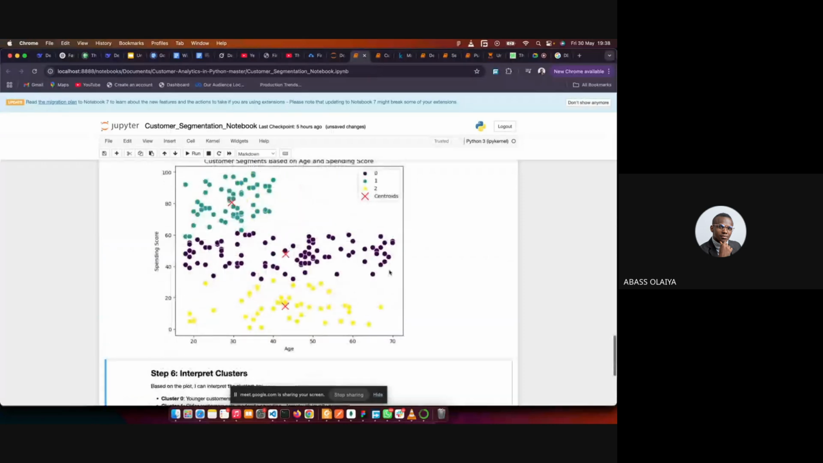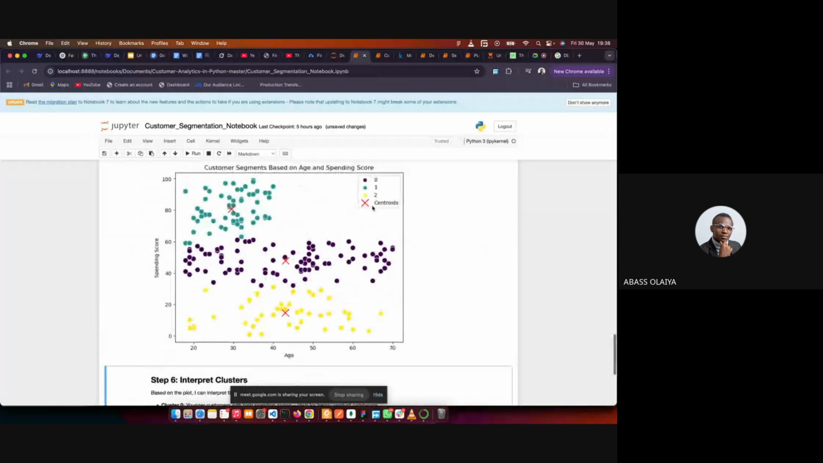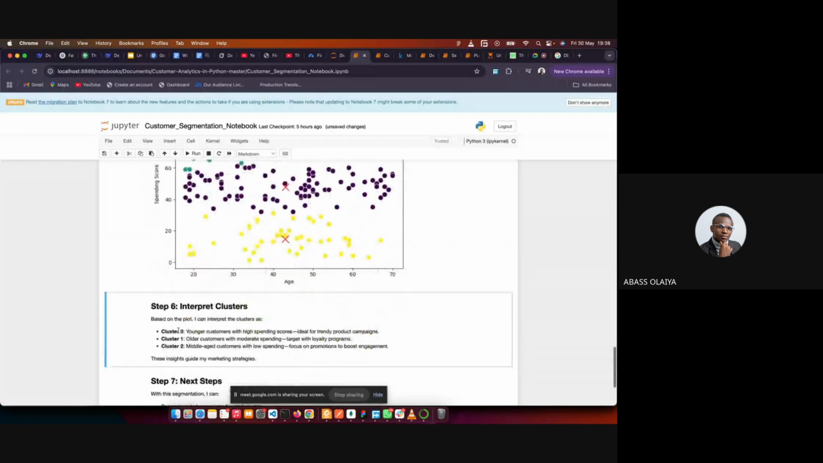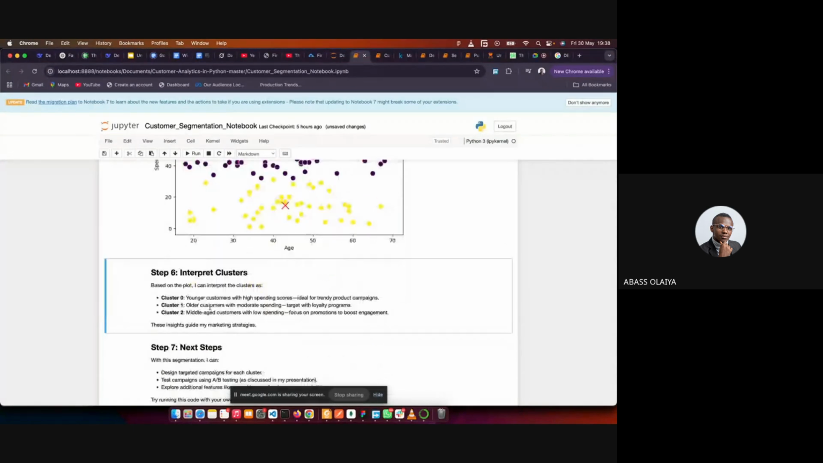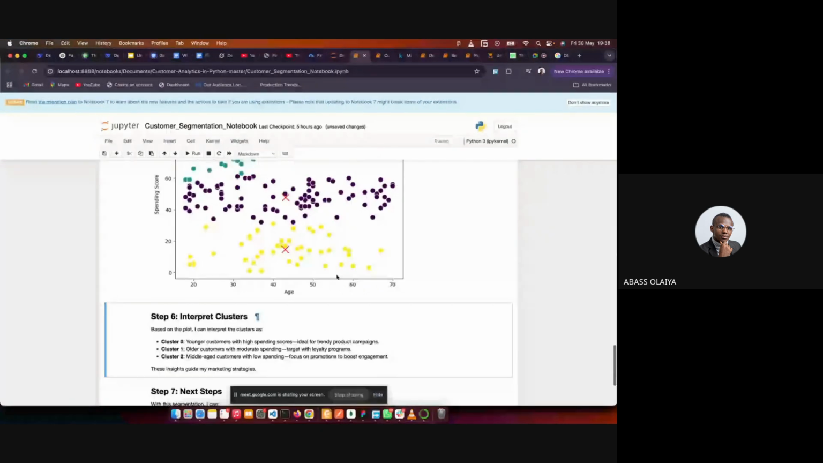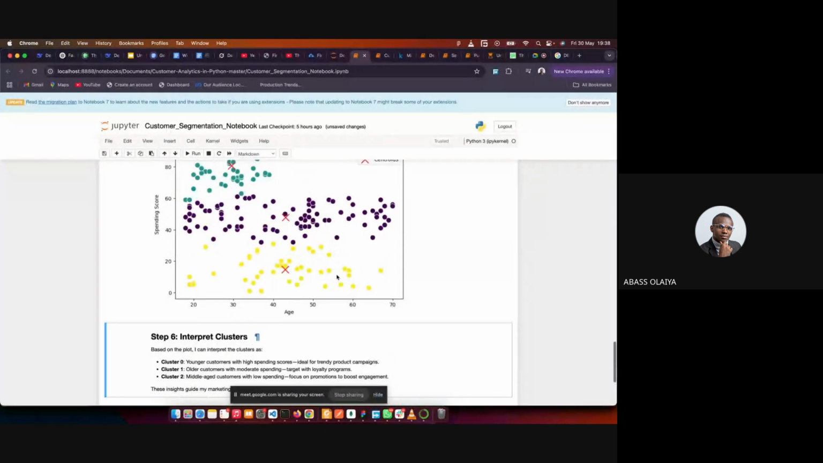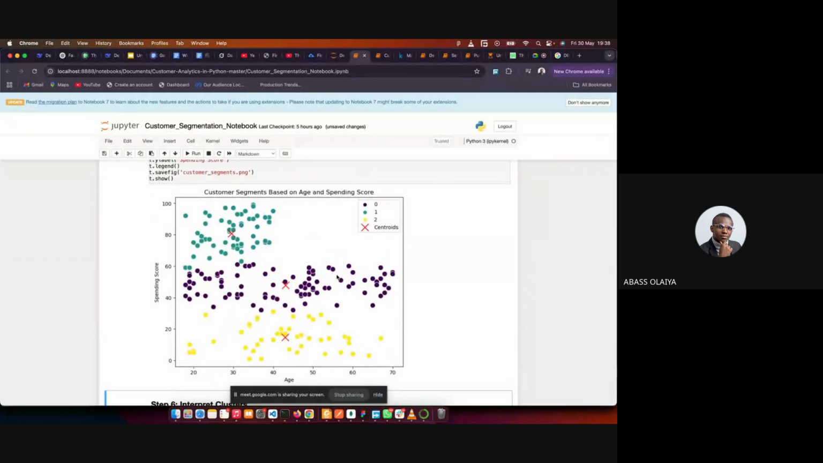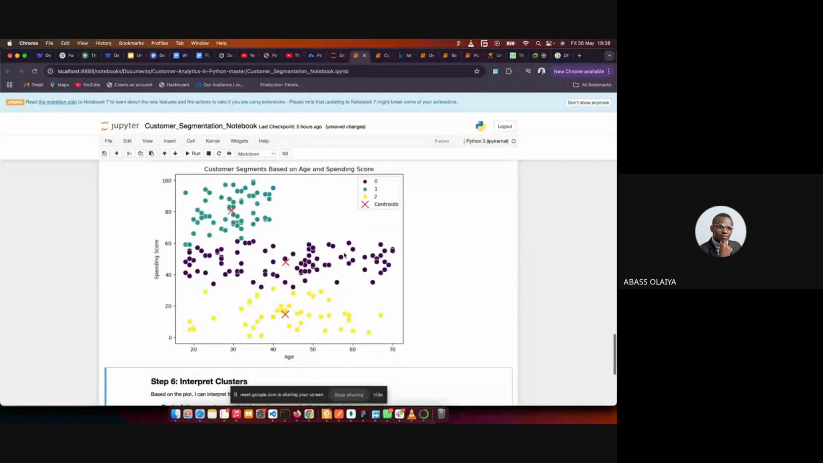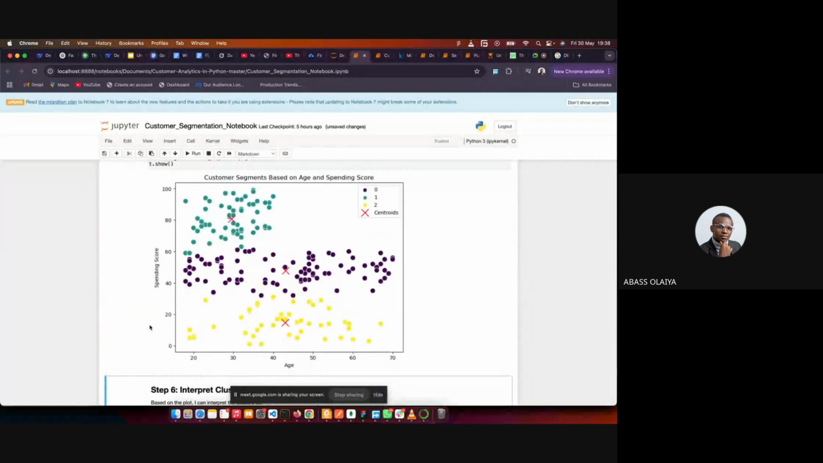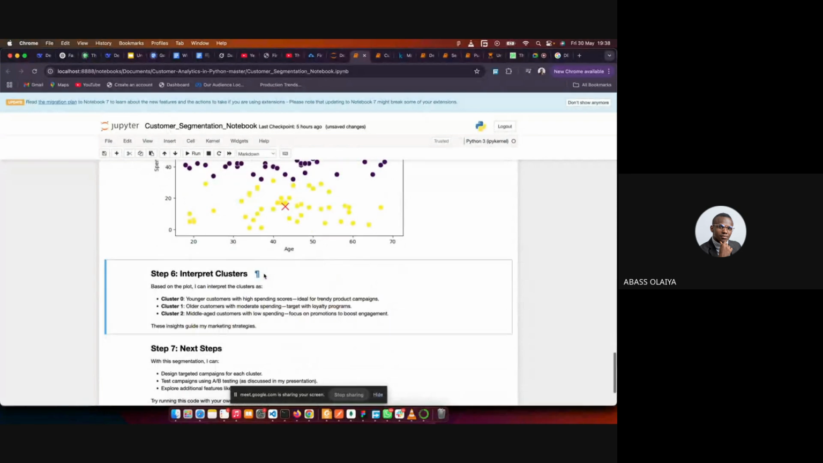So here is what it means. The 0 is the younger customers with high spending score, ideal for trendy products, while the older customers are ideal for loyalty programs. What we mean by loyalty programs, well, you guys know loyalty programs, I don't need to start explaining that. Then the third one is cluster 2, middle-aged customers with low spending, focus on promotion and boost engagement. So that's basically the interpretation of the plots that we have.